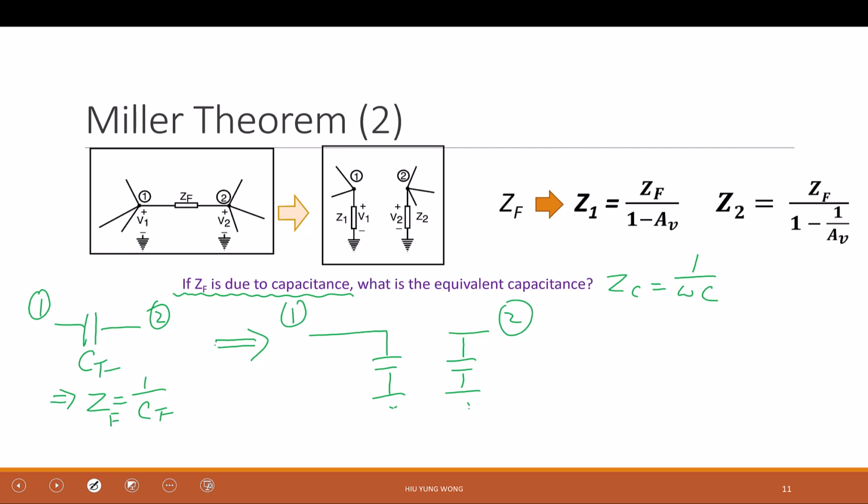However, what I require is ZF1 equals ZF divided by 1 minus A. That's what we proved earlier, right? But that means what? It is 1 over CF times 1 minus A. So it means I actually need to put a CF times 1 minus A instead of CF divided by 1 minus A. So you need to be careful about this, right?